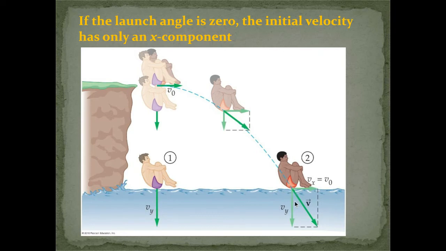So the speed here will be greater than here. The one difference is the direction. Notice these velocities are different in direction. They're different in magnitude, which is the speed, and they're different in direction. So this person will hit with a greater speed. And it's at this angle here with the horizontal.